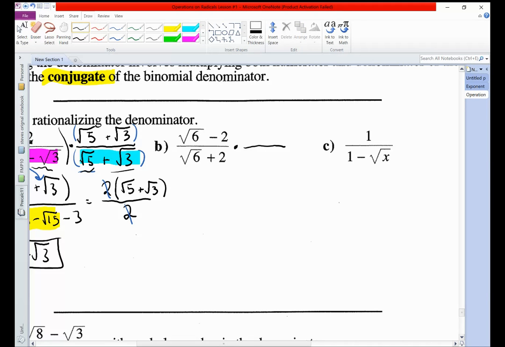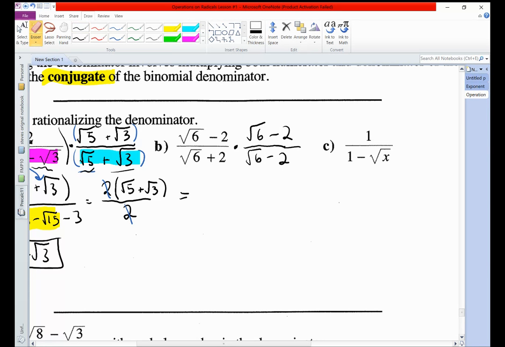So the conjugate is going to be the same expression, but instead of a positive, it's going to have a negative. So root 6 minus 2. And then we're going to multiply the same thing to the top, root 6 minus 2. And now what we can do is, let's multiply those out.